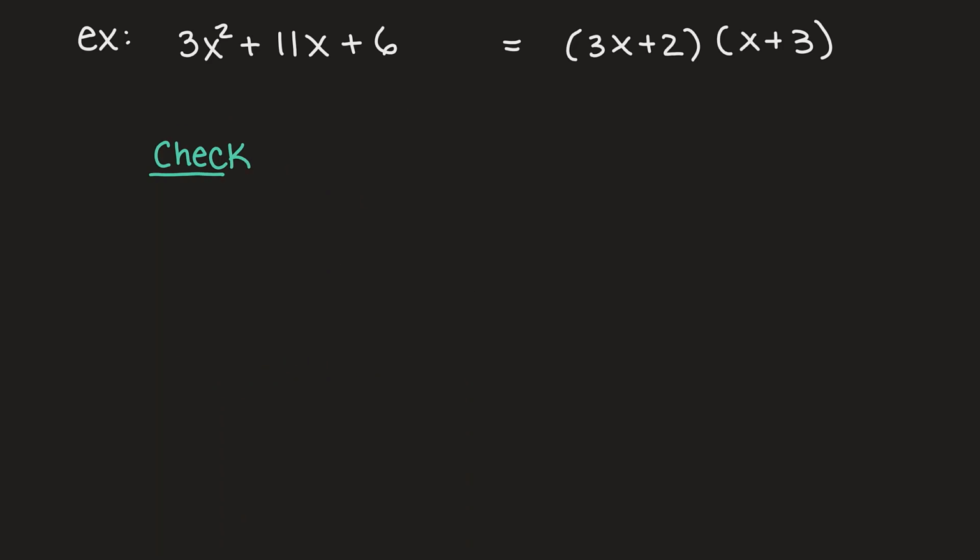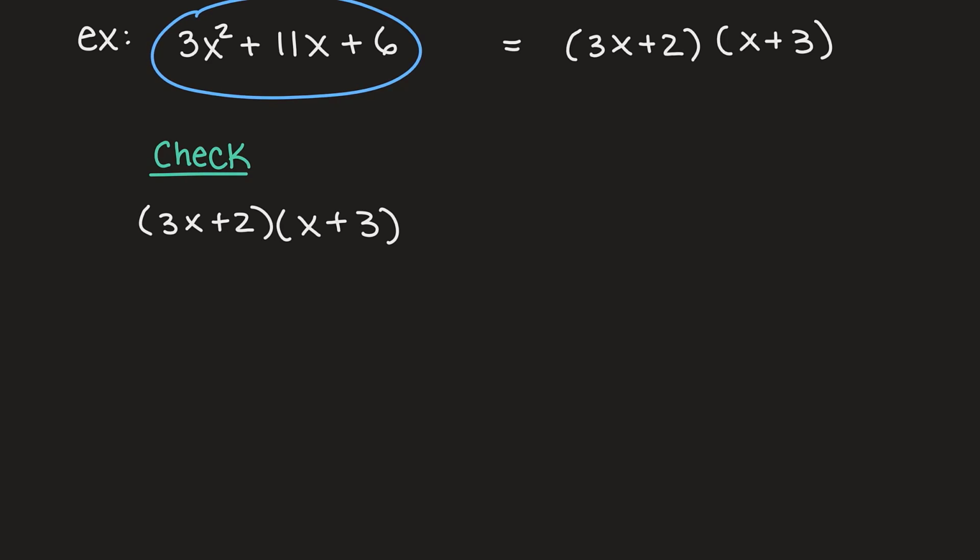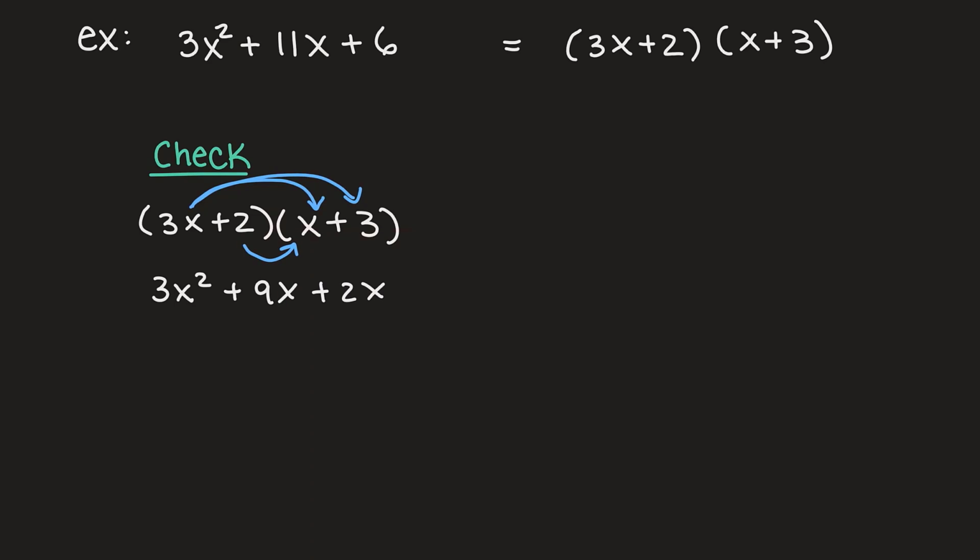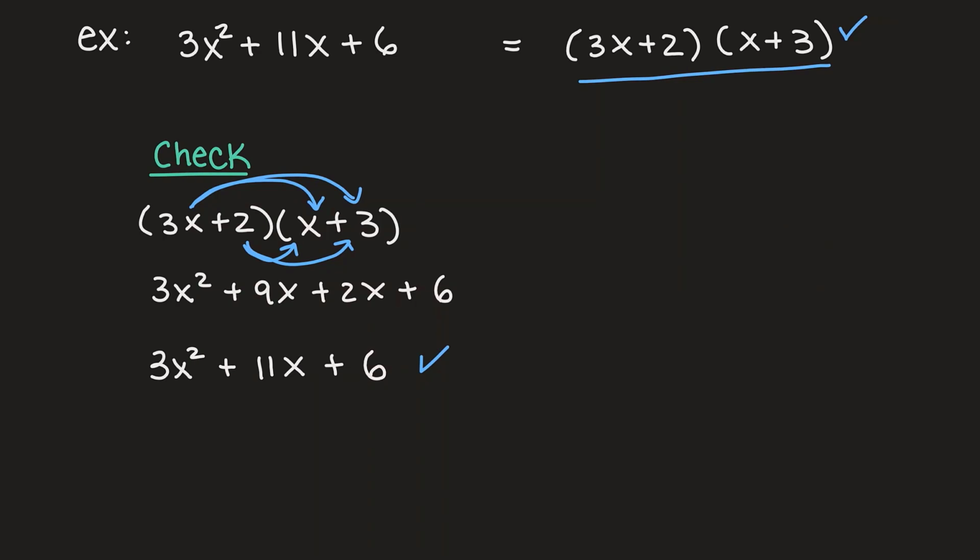Again, we can always check to see if this is correct by multiplying it out to see if we obtain the original polynomial. So multiplying this out, we get 3x squared plus 9x plus 2x plus 6. Combine the like terms, and we get the original polynomial. Therefore, we have correctly factored the polynomial.